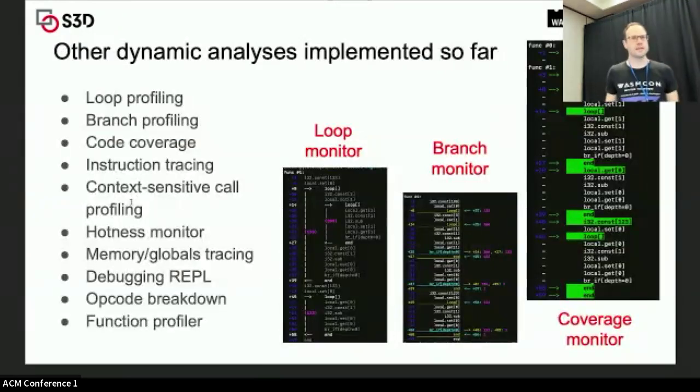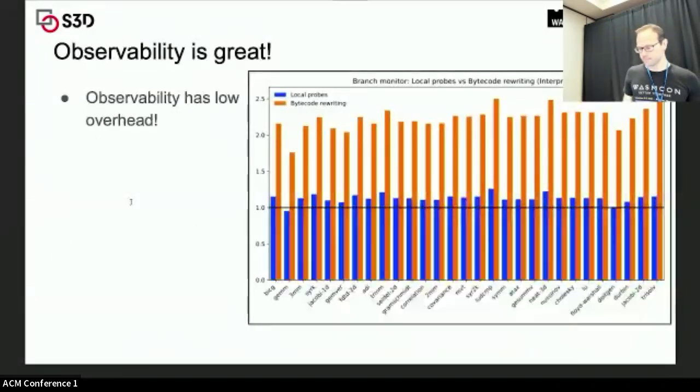So with this mechanism, you can implement many analyses, and so many standard analyses come out of the box. They're all implemented with the same mechanism, so the engine and all the execution tiers only know about probes. They don't know about these things. So these things include Loupe profiling, branch profiling, code coverage, instruction tracing, call graph construction, function profiling, and many things like that, including a debugger REPL.